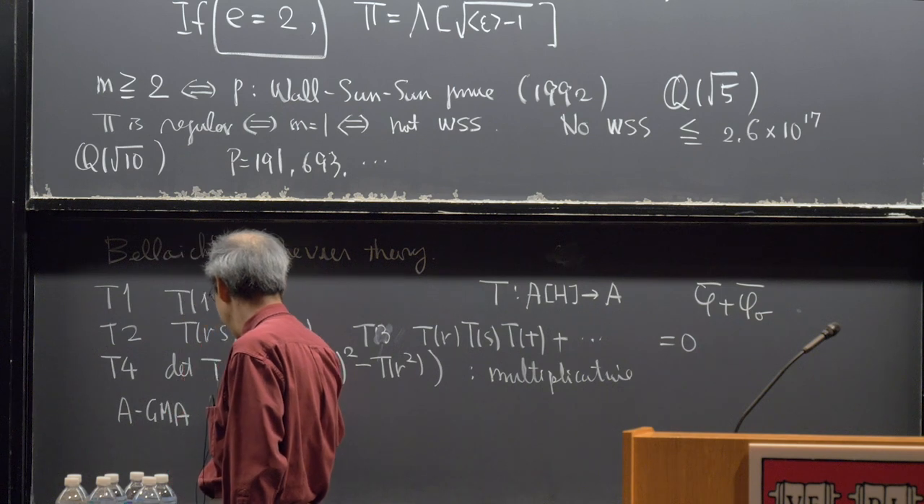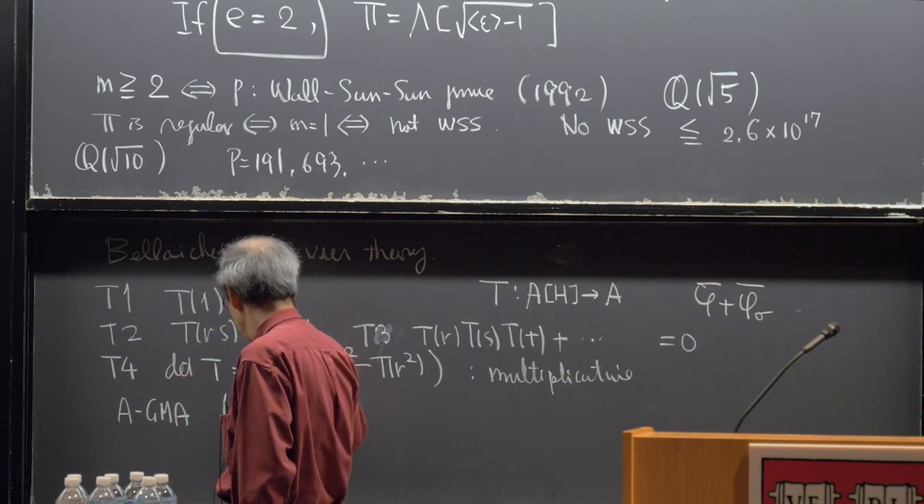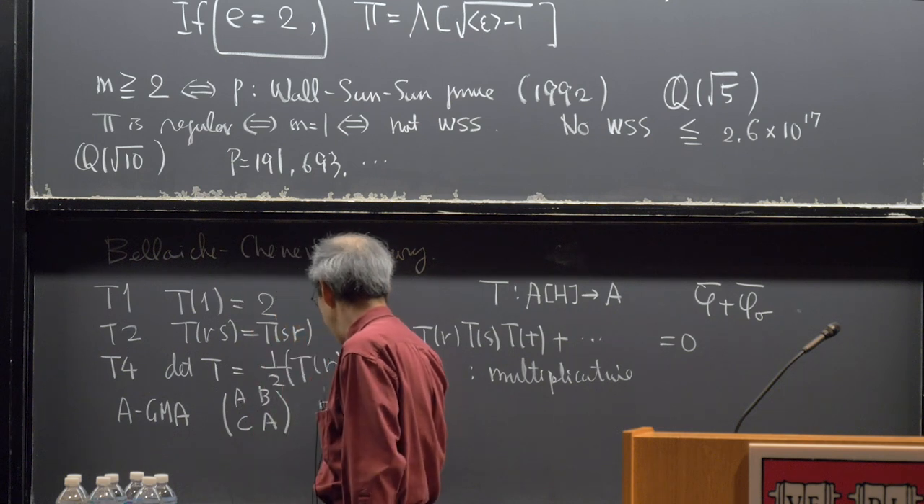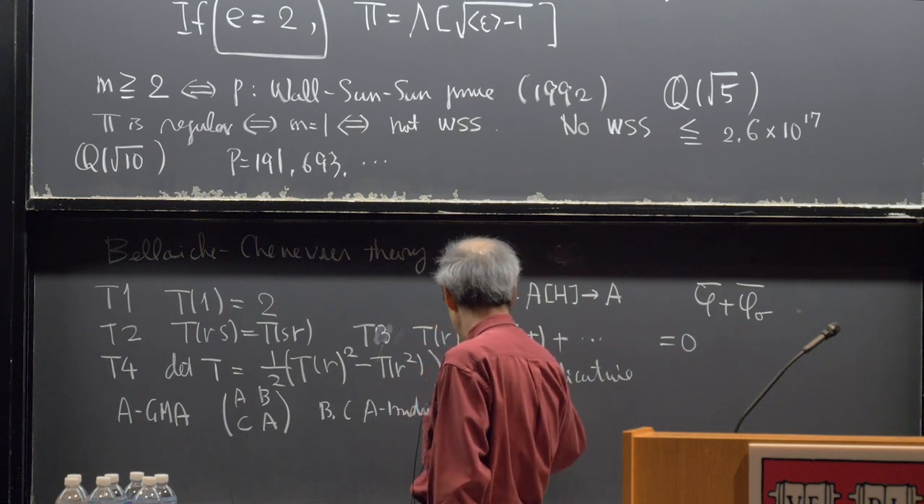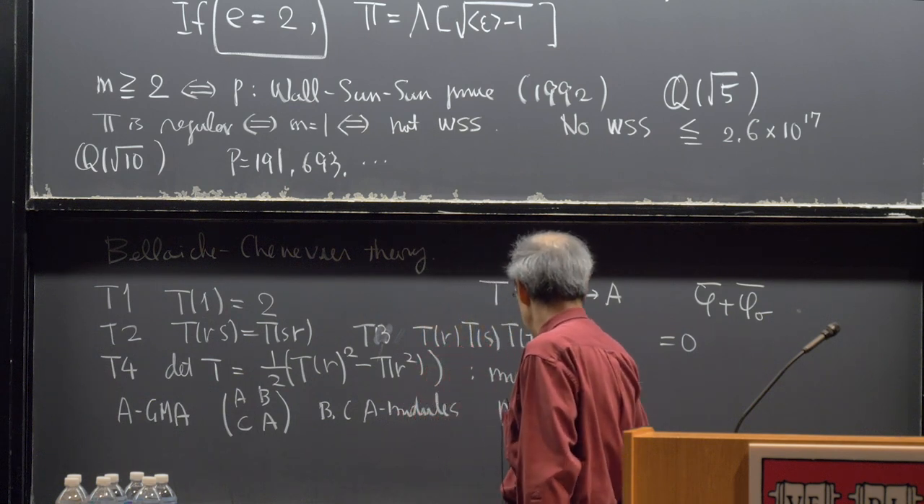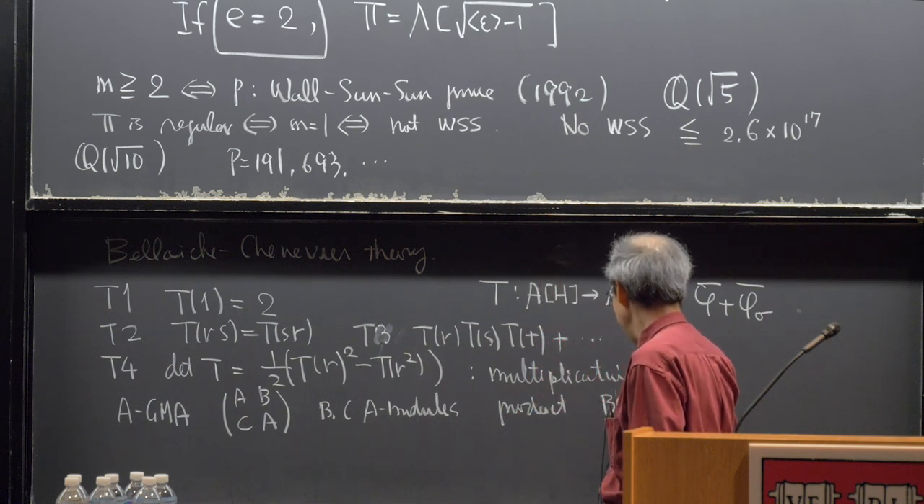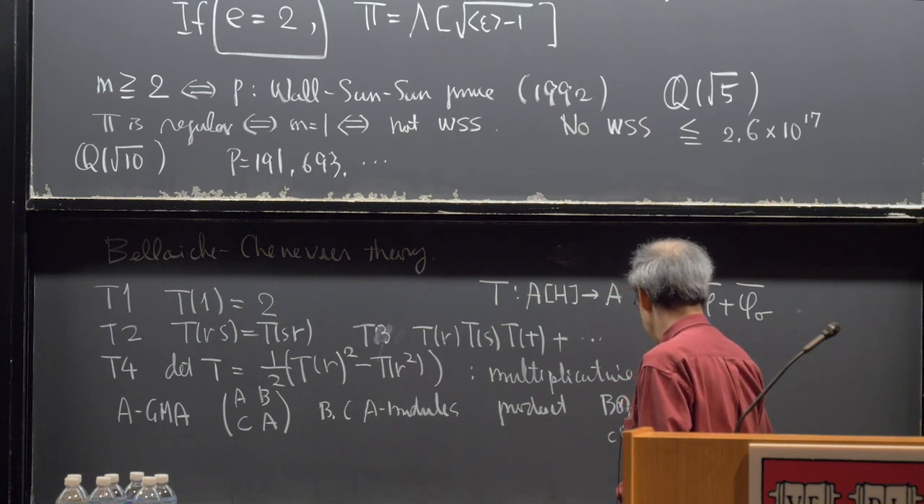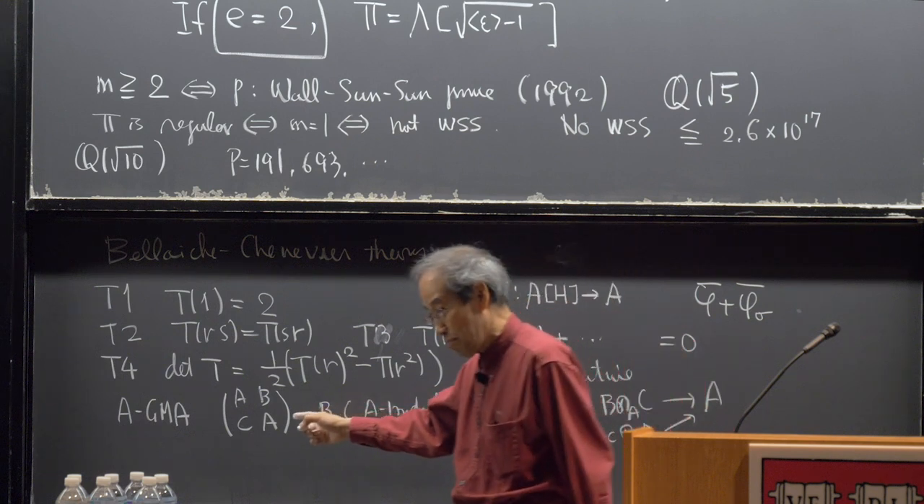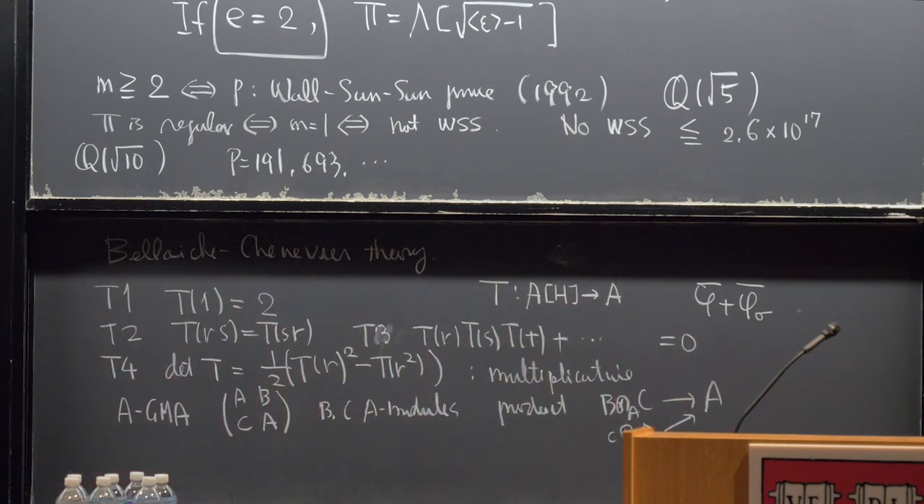It's something like A here, and B and C are A-modules, and you have a product, B tensor_A C into A, and C tensor_A B into A, so that the usual matrix products make this an algebra over A. That is called a generalized matrix algebra. Of course, this product has to satisfy certain axioms to guarantee associativity and so on.